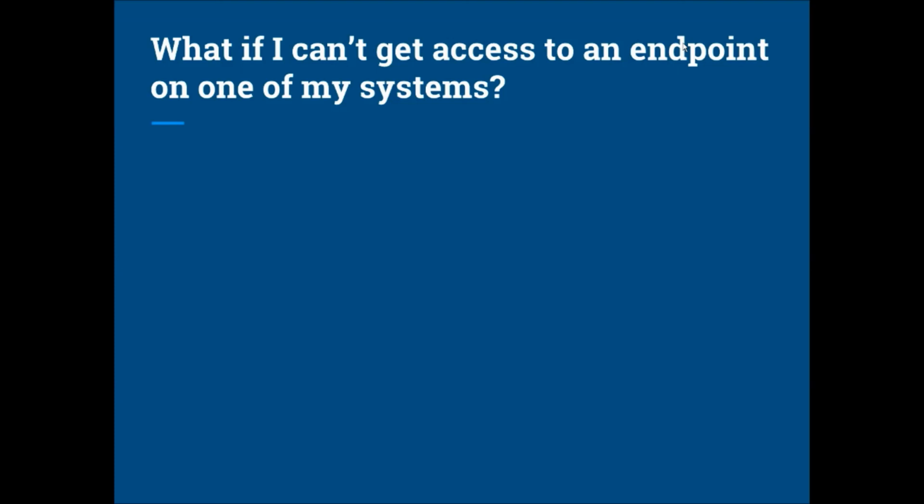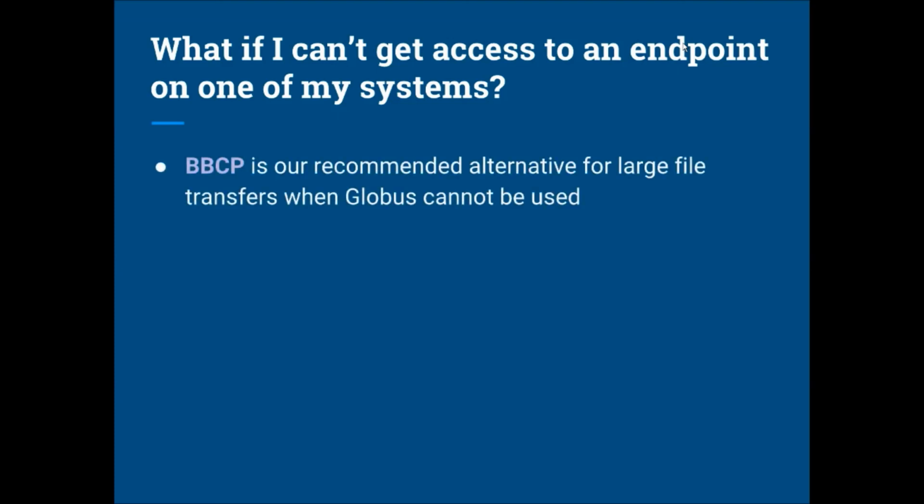Okay, so another question is, what if I can't get access to an endpoint on one of my systems? So this unfortunately doesn't really have a Globus workaround. This just means you can't use Globus to do that transfer. But we do document an alternative in our documentation. There's another program kind of analogous to SCP called BBCP. Now this is like SCP, but it uses parallelism, so you get better speed. You don't get as good a speed as Globus generally, but you get better speed than SCP. And this can be useful when Globus can't be used.